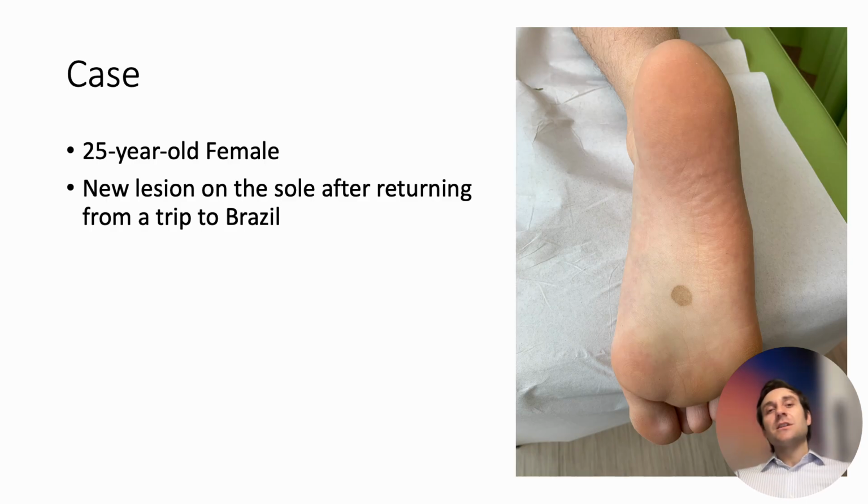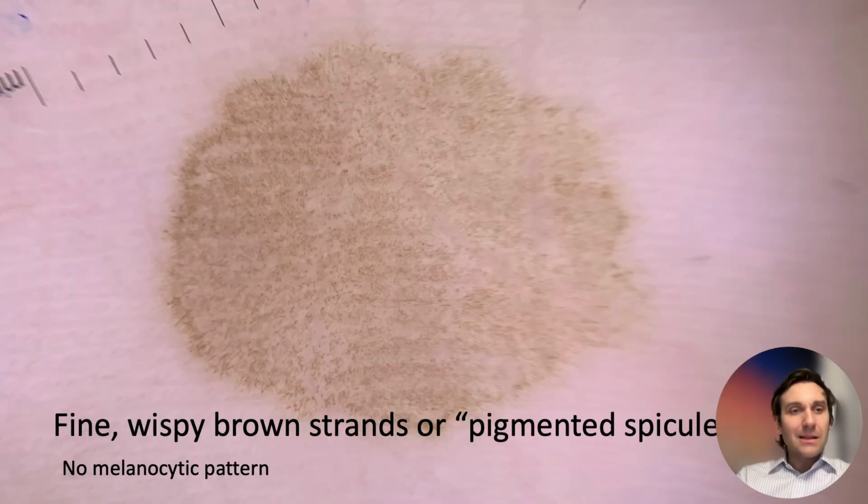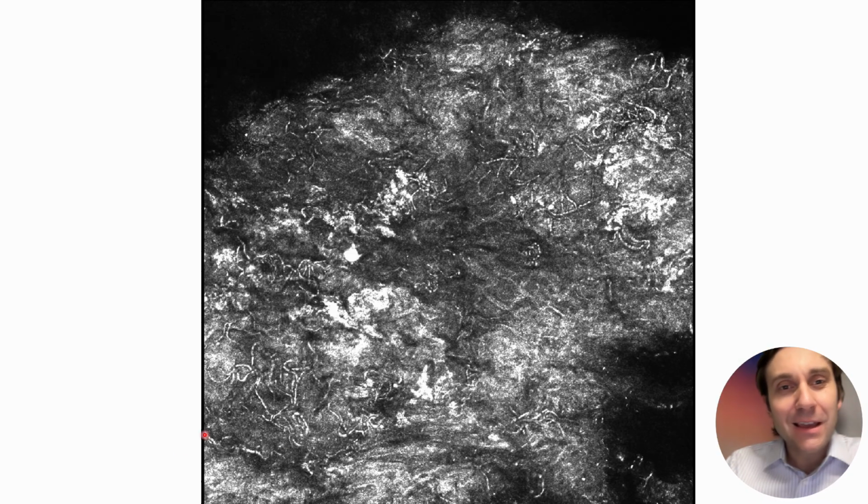Case from our clinic, right? 25-year-old female. She went to Brazil with friends, had fun, and she noted this after a couple of months. Same story, right? These fine, wispy browns of pigmented spicules on the sole, no melanocytic pattern. But in this case, we did confocal microscopy. Look at the beautiful hyphae here on the stratum corneum.